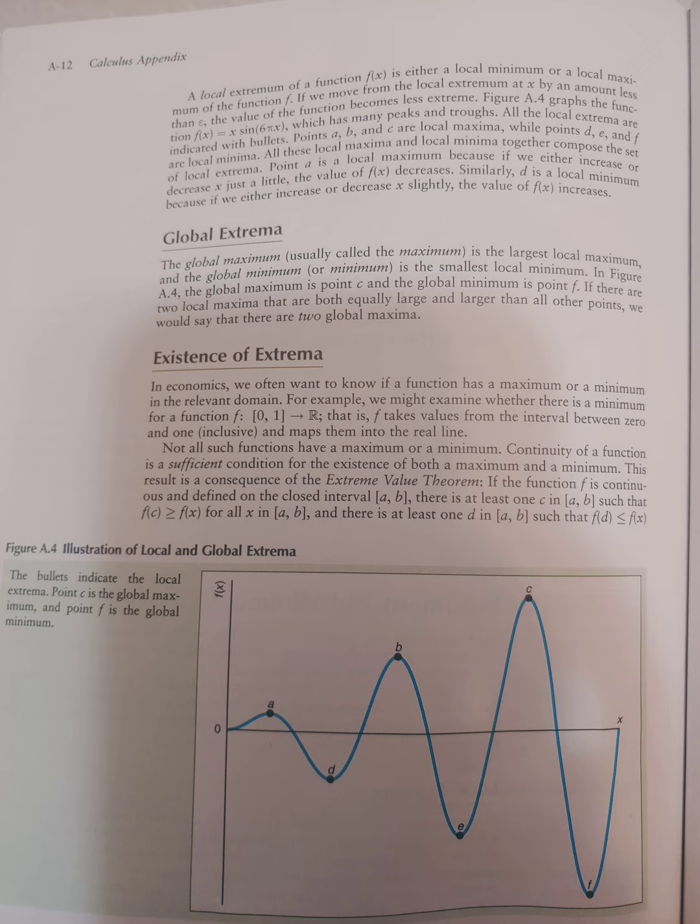Figure A.4, the illustration of local and global extrema. On the vertical axis, we have f of x, and on the horizontal, we have x. It starts at the origin, goes up, and then goes down below the x line. It's a squiggly up and down line. The bullets indicate the local extrema. Point C is the global maximum, and point F is the global minimum.